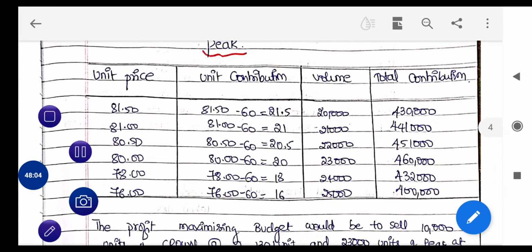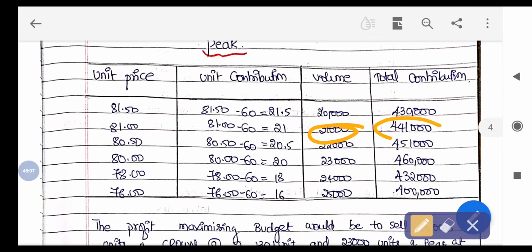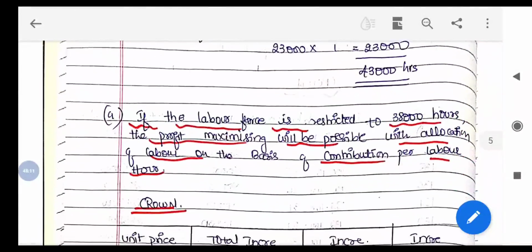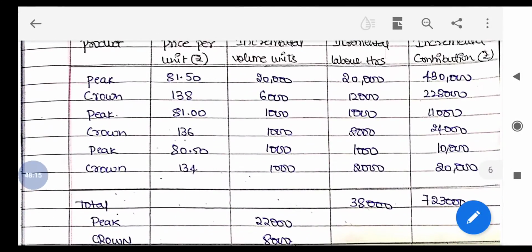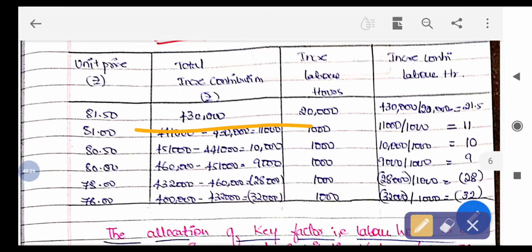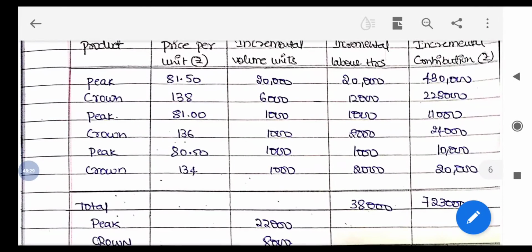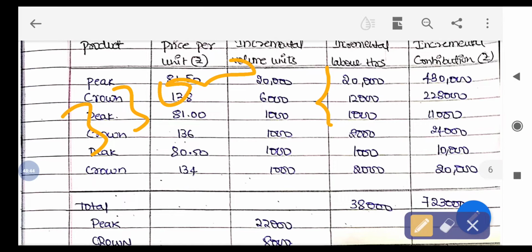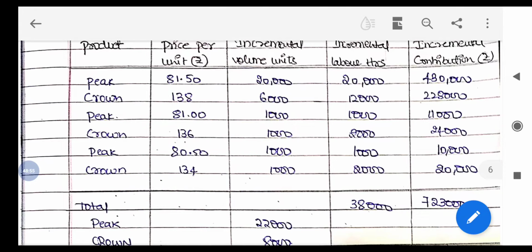Of peak, that is 81, volume is 21,000 and contribution is 4,41,000. So for the peak 81 price, volume is 1,000, and incremental labor hours is also 1,000. Incremental 1,000 and contribution is 2,28,000. So again calculate this: 20,000 plus 12,000 plus 1,000 is 33,000. 33,000 minus 38,000, the limitation is 38,000, right? So we can still do 5,000, there are still 5,000 hours to allocate. So peak is done.